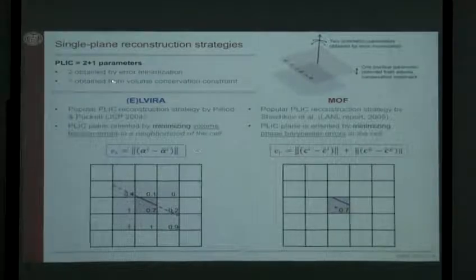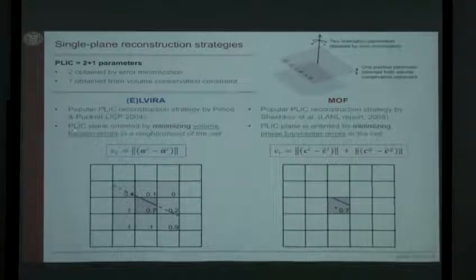Orientation, this is done usually by error minimization, and then the position is obtained by enforcing a volume conservation constraint. Okay? So that's your standard approach. Now, the way you do the error minimization for the plane orientation can vary, and there are many flavors of that. I'm going to give you two here.